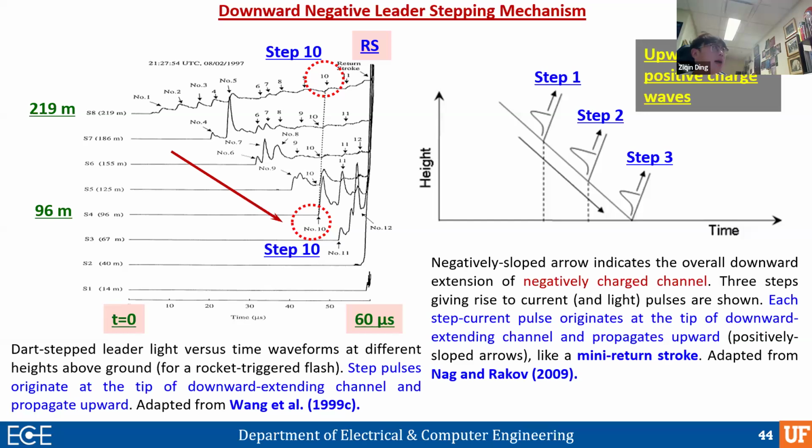This can be supported by other observations by Wang et al. in 1990. They observed such upward waves in their dot step leader observation. Here, we visualize each step as an upward wave along the leader channel, and that serves to neutralize negative charges inside the leader channel, causing those collisions to happen.